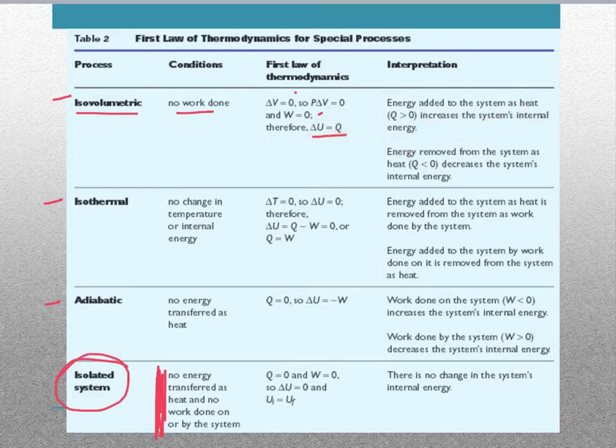I'm not going to go through this in detail, but the one thing I really want to point out here is that delta U equals negative W. Work done on the system, meaning W is less than 0, increases the system's internal energy, and work done by the system decreases the system's internal energy. So go ahead and take a second to review this here or in your book. It really just summarizes what we talked about before and combines it with our first law of thermodynamics.